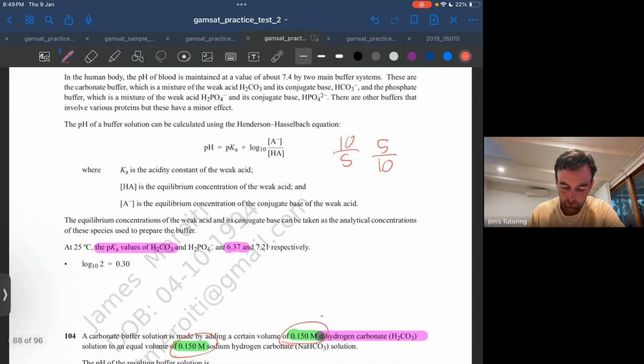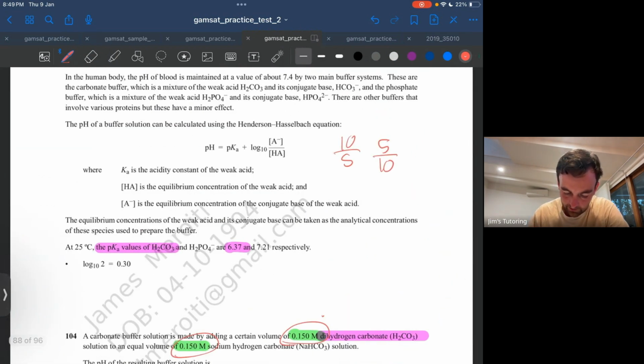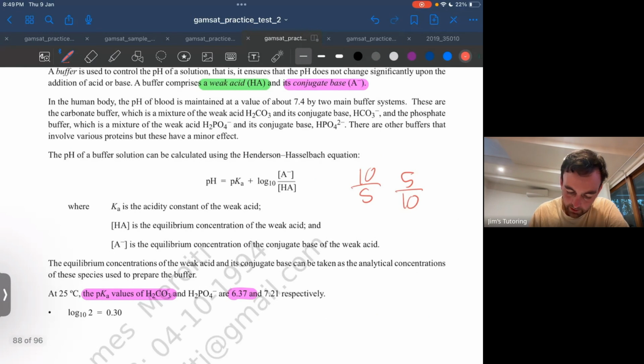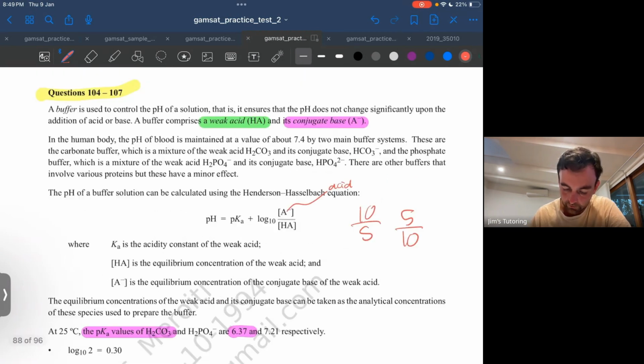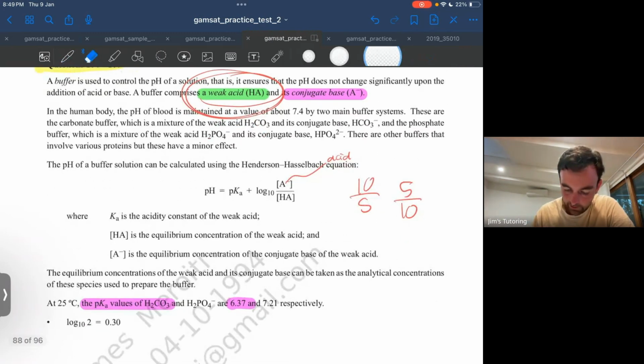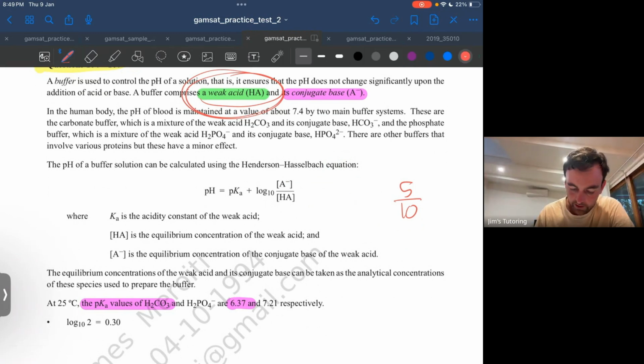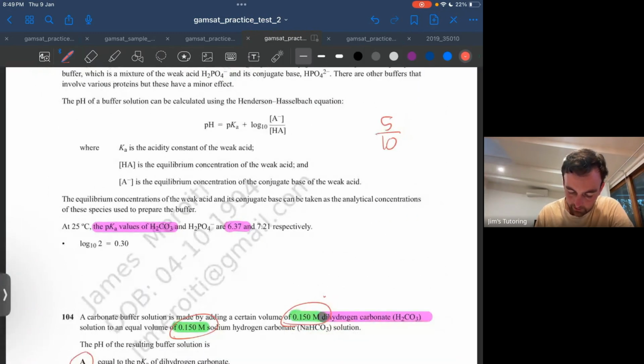Now, just another little trap here. A lot of people would think that A means acid. Very easy mistake to make under time pressure. So it's very important that you clarify everything. Same as the last question, be very specific with what you're doing. So that's not the acid, that's actually the base. So as Ollie said, it's 5 over 10. So our pKa, just to jump forward, is 7.21 because we're using PO4.